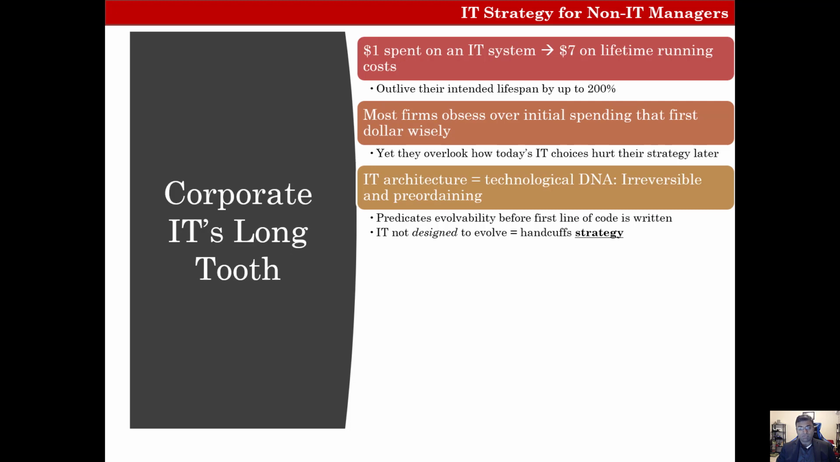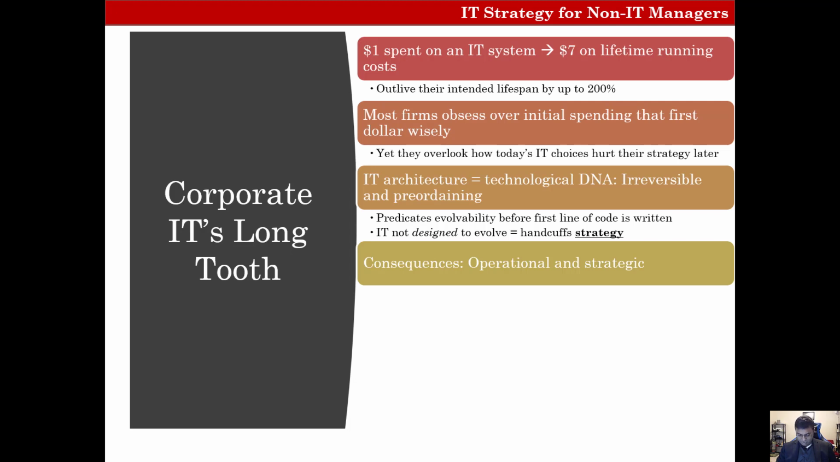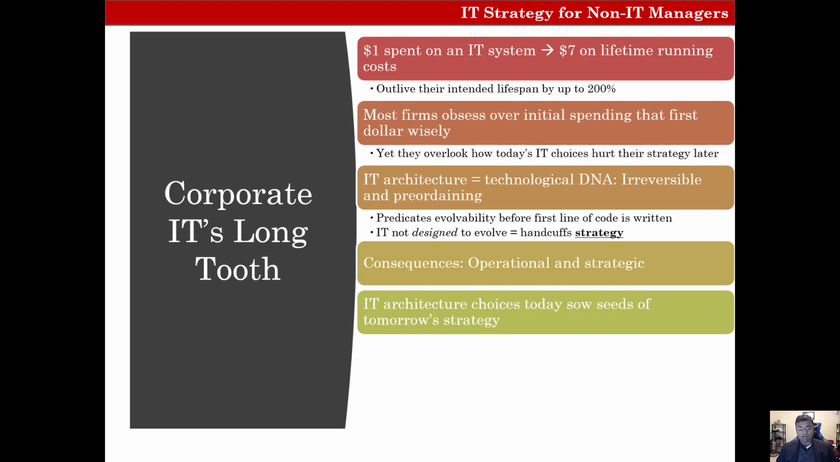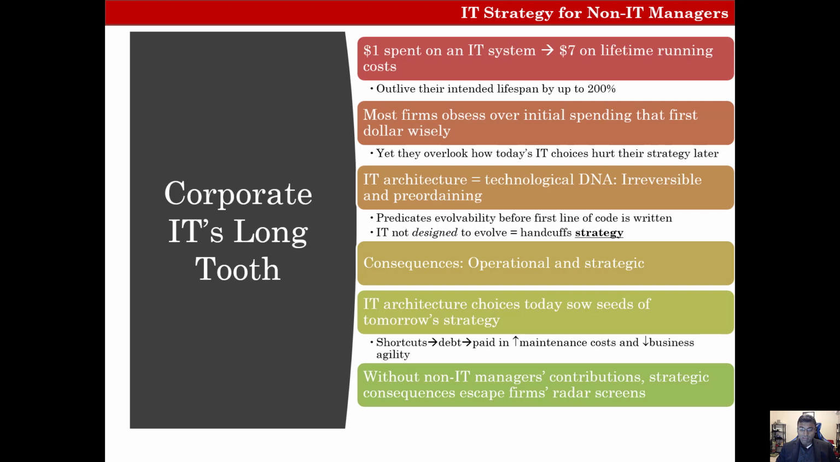Information technology is not really designed to evolve, and therefore it handcuffs your strategy. So the impact is both operational and strategic. IT architecture choices of today sow seeds of what you can do tomorrow. You take shortcuts today, and that's paid later in maintenance costs and lack of business agility. Now, if a non-IT manager is not part of making decisions about information technology, the strategic consequences of your IT decision escape a firm's radar screen. So it is important that non-IT managers know enough to actually have a conversation with people in the IT department.